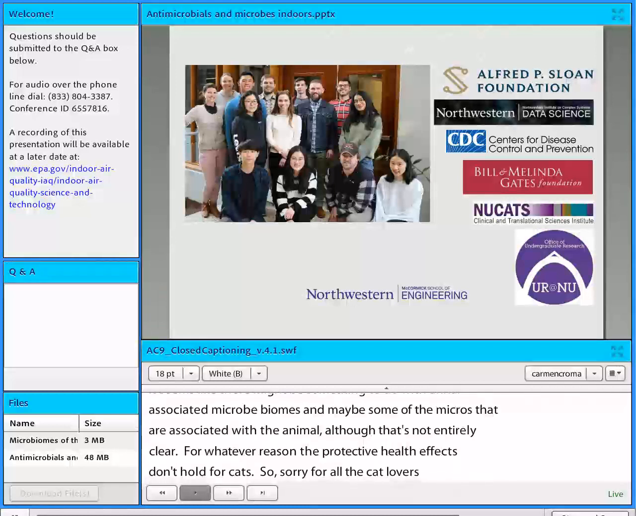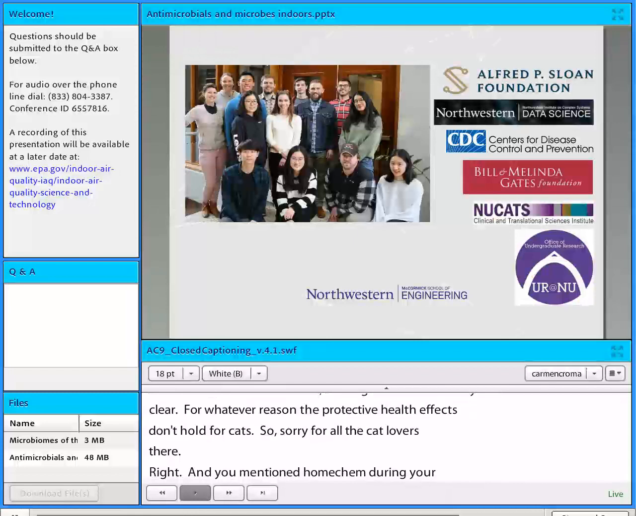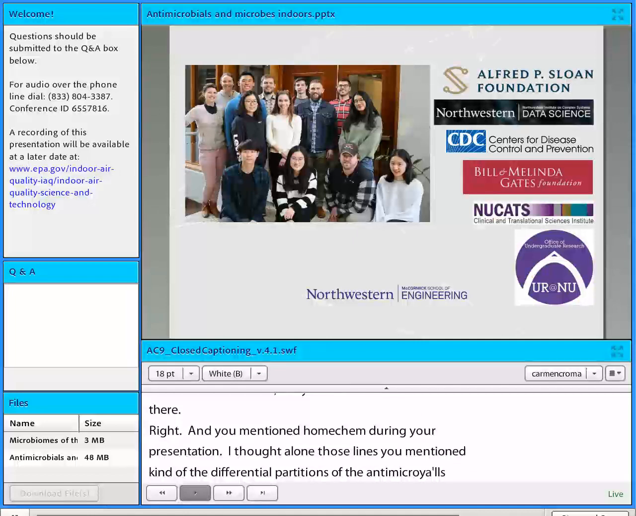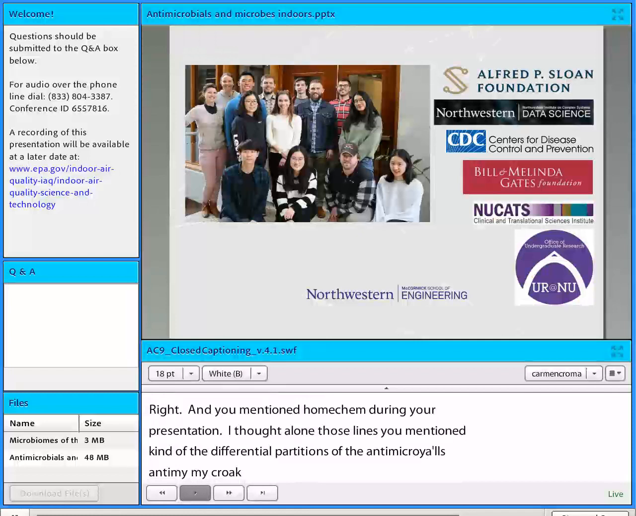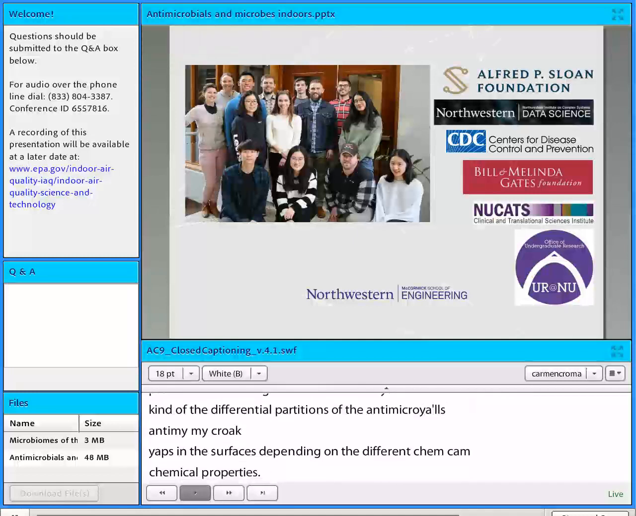Right. And you mentioned HomeChem during your presentation, and along those lines, you mentioned the differential partitioning of the antimicrobials to different surfaces in the household depending on their chemical properties. Is that something that is actively being looked at as a part of HomeChem? Was there actually data taken specifically looking at antimicrobial chemicals and their chemical components?